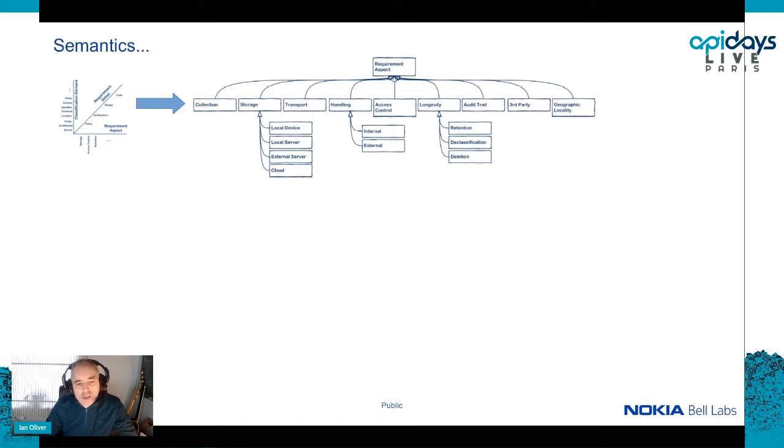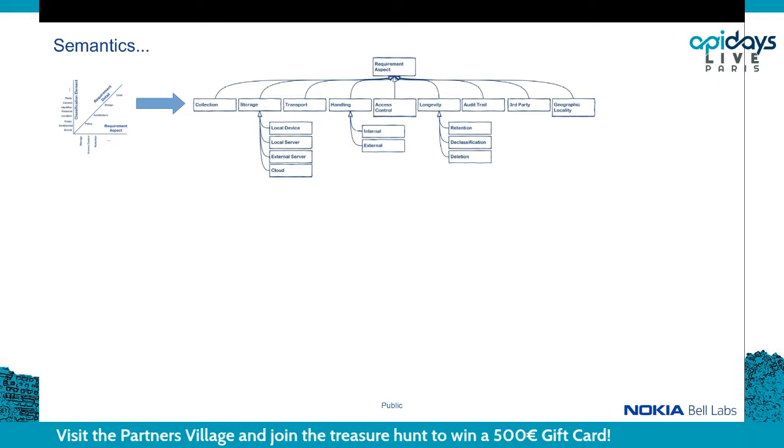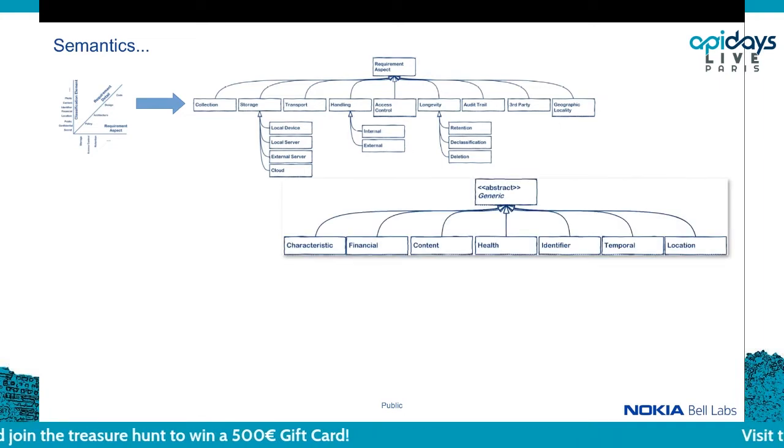Handling of data, who's allowed to handle the data internally and externally. So we put limits on what could be done there. Access control to data, longevity of data, what kind of audit trails do we require, third-party access, geographic aspects of the data, and so on. Where is the data allowed to flow to? Is it allowed to flow to the US from the EU and vice versa? So this now starts to tie down the requirements into particular categories.